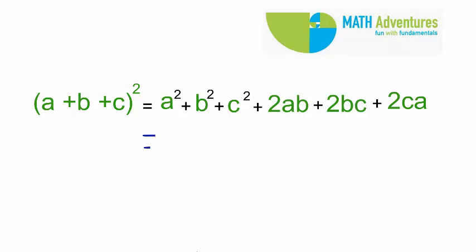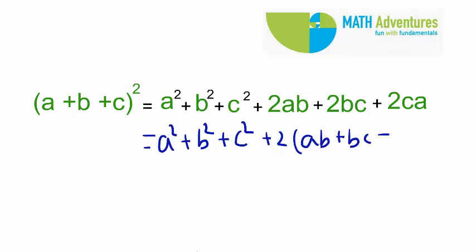It can also be written as A square plus B square plus C square plus 2 times AB plus BC plus CA, removing 2 as it is common to the last 3 terms.